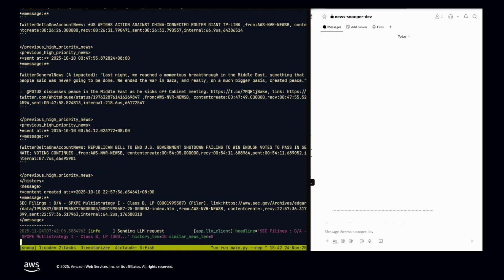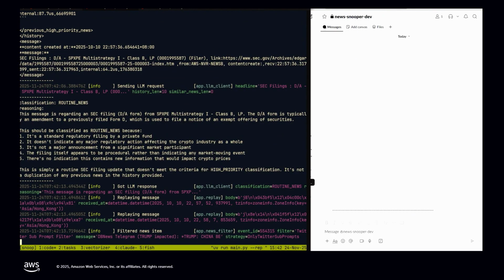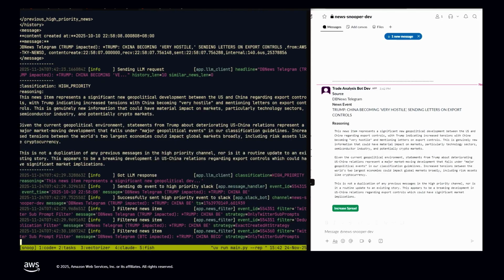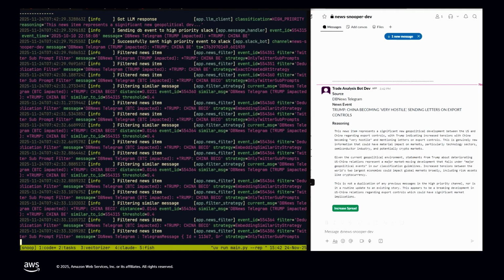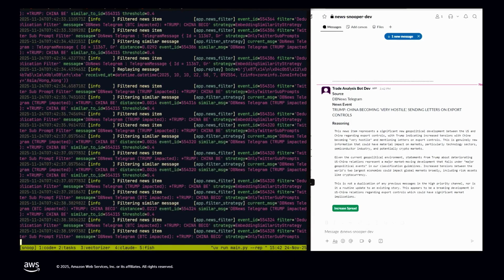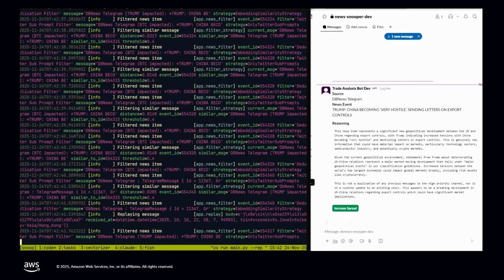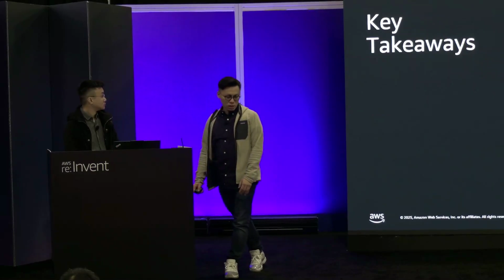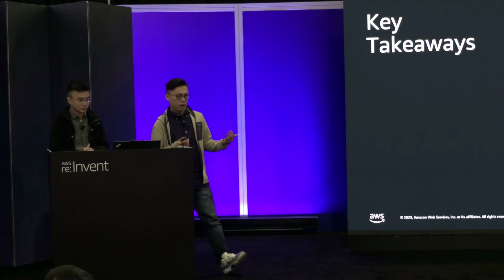Further on, it keeps ingesting the news and keeps analyzing. Still, we classify this as just routine news. And when there's news pumping in, Trump is saying China is becoming very hostile, feeding into our Telegram feed, you see our pipeline identifies this as very impactful news and pumps it to the trader, letting the trader decide whether to increase the spread to protect the portfolio. So this is our demo today.